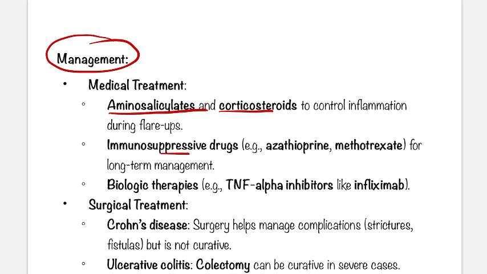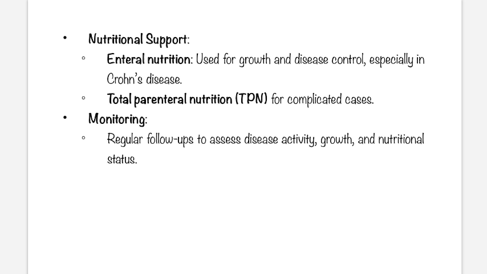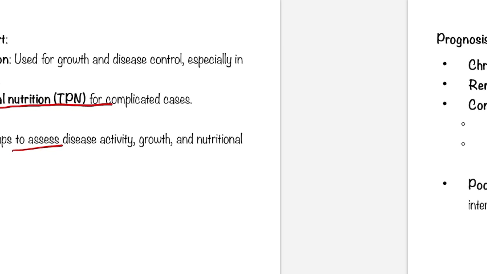Immunosuppressive drugs like azathioprine and methotrexate, and biological therapies like TNF-alpha inhibitors such as infliximab, are for long-term management. Surgical treatment, is there any? Yes. For Crohn's disease, surgical treatment is for complications like stricture and fistula, and in ulcerative colitis, colectomy can be curative in severe cases. We also have to provide nutrition support like enteral nutrition or total parenteral nutrition for complicated cases, and we have to monitor the patient.